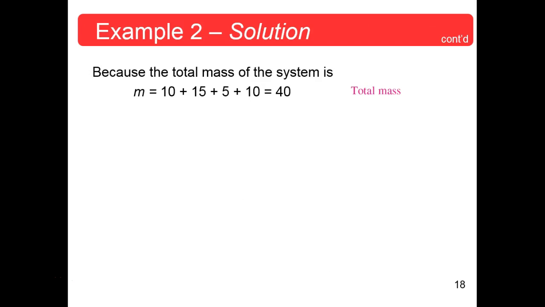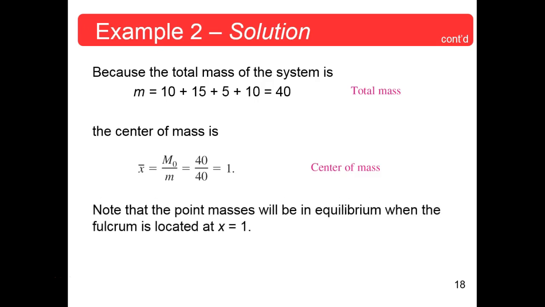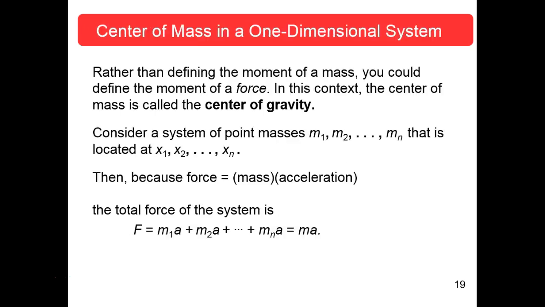Because the total mass of the system is, just add those four together, that's 40. Then your center of mass is your 40 kilogram meters divided by 40 kilograms, and that would give you 1 meter or 1 centimeter, whatever your units were. Your x bar would be one length unit away from the origin in the positive direction. Notice that the point masses will be in equilibrium when the fulcrum is located at x equal 1, and we just did that.